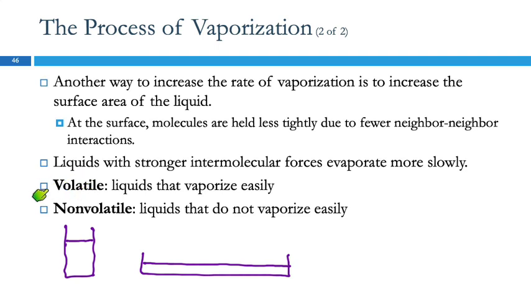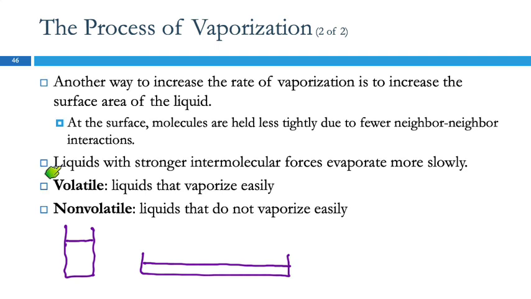Volatile, that's the word we learned back in chapter 6. We did an experiment where we found the molar mass of a volatile liquid. That just means that it's a liquid that volatilizes or evaporates easily. And non-volatile means it doesn't vaporize easily. Well, what's easily, what's not easily? Well, those are relative, okay?